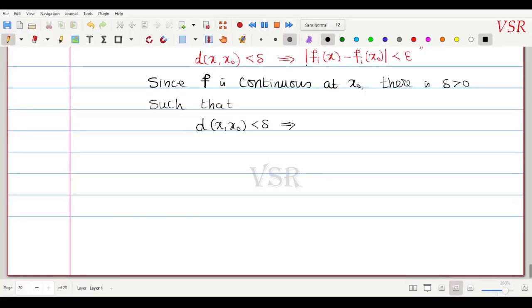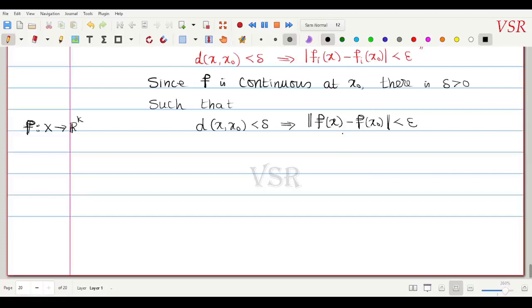Okay, f is a function from X to R power k. So in R power k, the distance is always given like this: the distance between f of x and f of x naught is less than epsilon. This is called the norm.